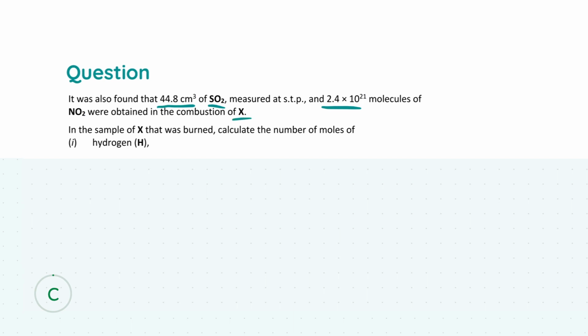So in the sample of X that was burned, calculate the number of moles of hydrogen. Now, before we go any further, there's going to be a little bit more information given to us in the paragraph of part C.